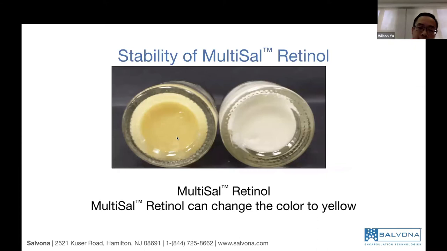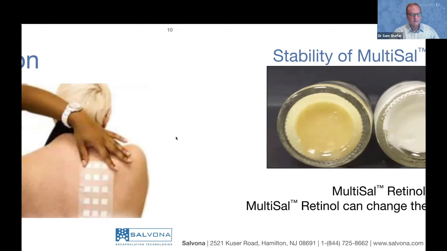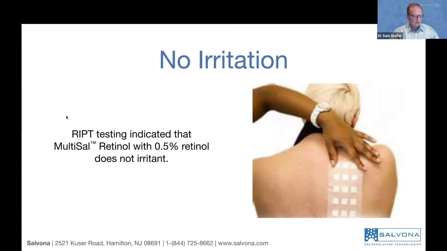Multicell retinol was tested not only for stability but also for skin irritation. The test is called RIPT, which is repetitive insult patch technology, and we found that 0.5% retinol doesn't cause any irritation.